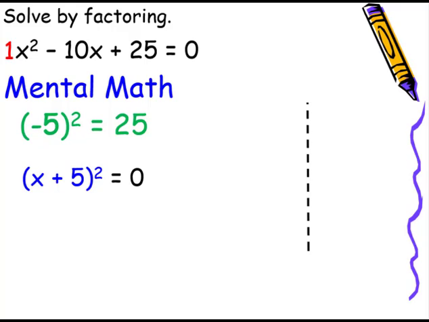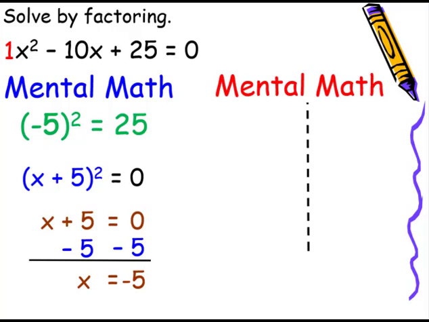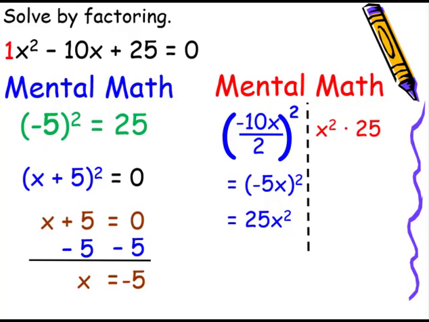We're going to set x plus 5 equal to 0 using the zero product property. Subtract 5 from both sides. X is equal to negative 5. A more detailed check would be to take half of negative 10x and square it. Check it by multiplying the first term times the last term, and it checks.